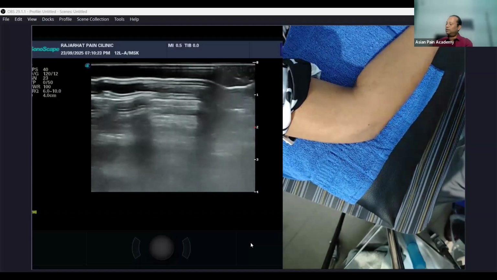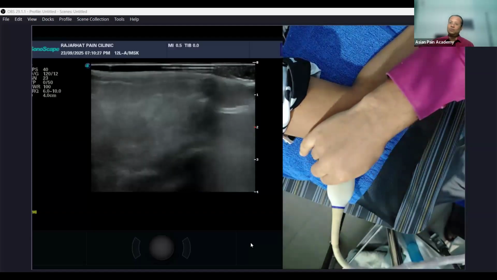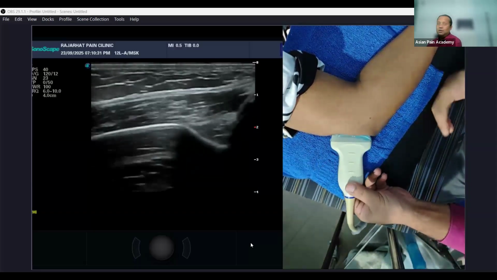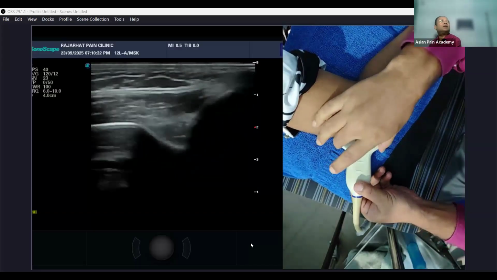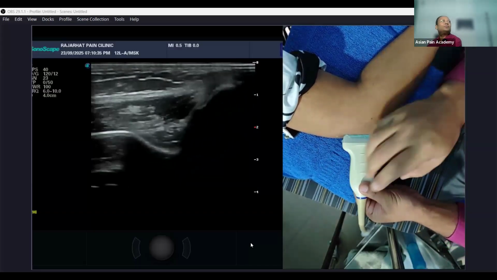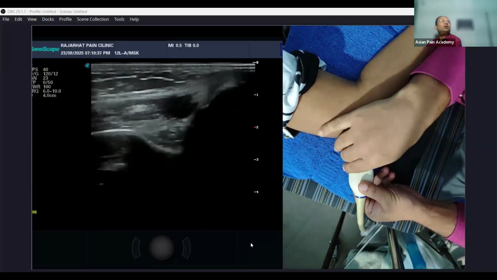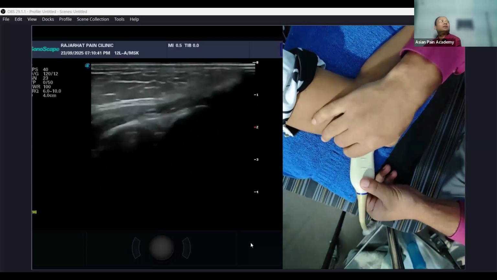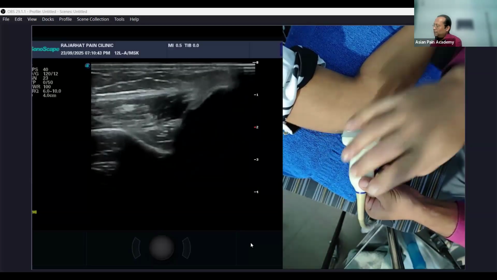Okay, then I'm showing you the tendon in a long axis view. So this is the way I'm holding. So what I can see here is the humerus. First I'm showing you the humerus, posterior side.